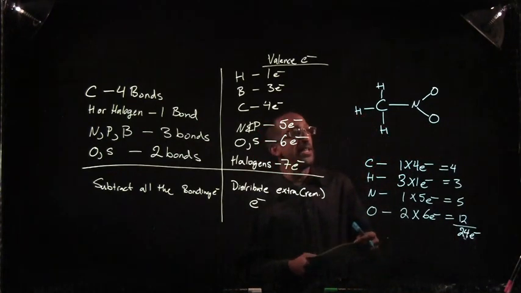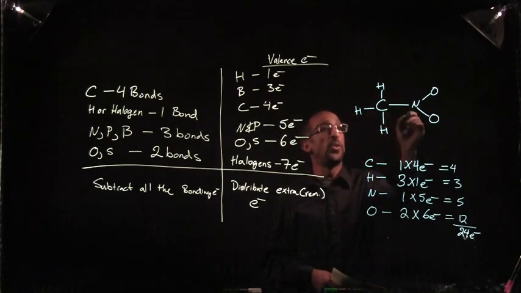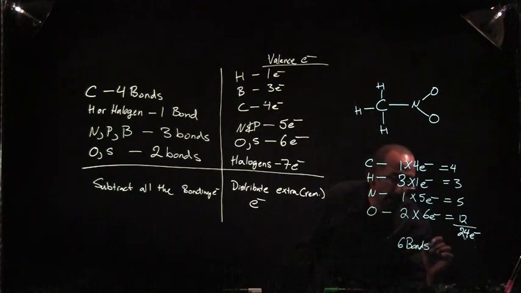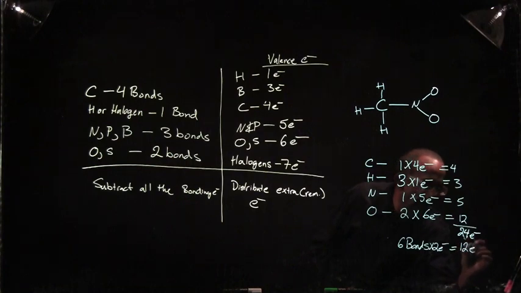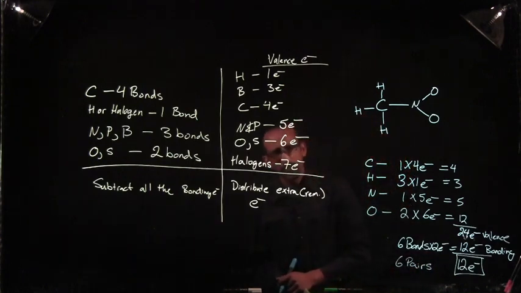Okay? So as we see it right now, what we have is 1, 2, 3, 4, 5, 6 bonds. So if I have 6 bonds, right, at 2 electrons each, that's going to give me 12 electrons bonding. Remember, we have 24 valence electrons. That means we have 12 electrons that we need to account for, or 6 pairs that we need to assign.